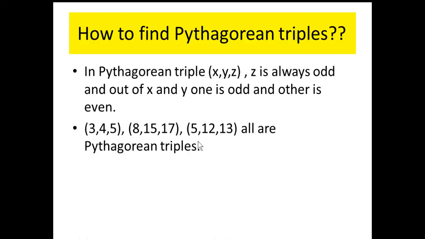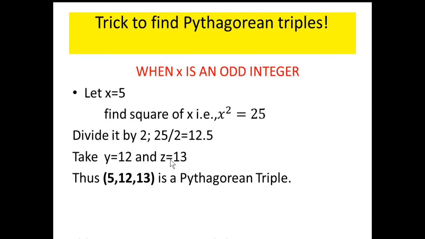Now, how to find the Pythagorean triples? This is very important. In a Pythagorean triple x, y, z, z is always an odd integer and out of x and y, one is odd and the other is even. Now, there is a trick to find Pythagorean triples when x is odd.